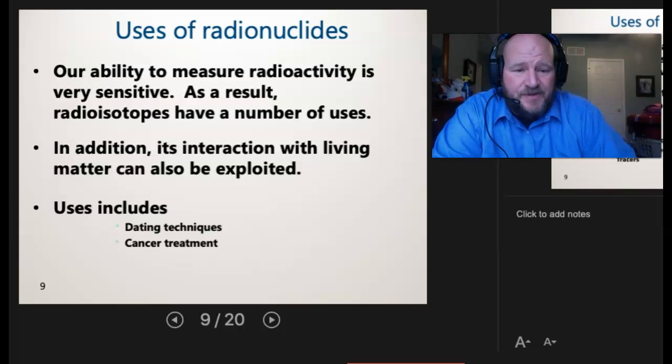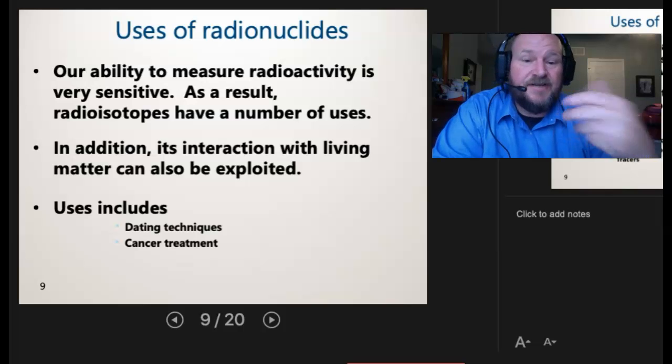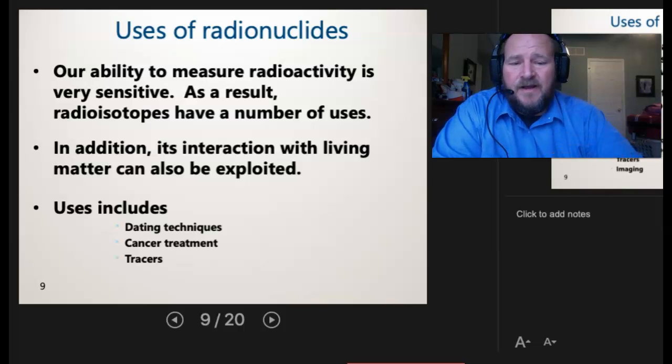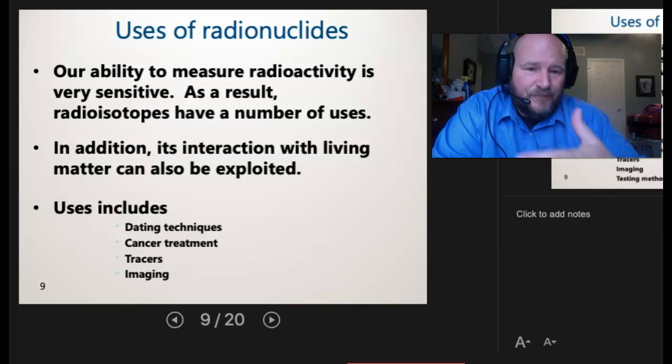There's also cancer treatment, right? So not only is radiation known to cause cancer, we can actually use radiation to defeat cancer. And then of course there's tracers. So we can use it to trace, like mapping for rivers, waterways, environments, things of that nature. And we can take that to even smaller, the human being, right?